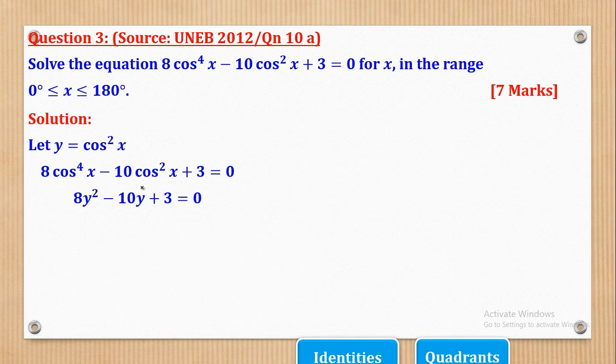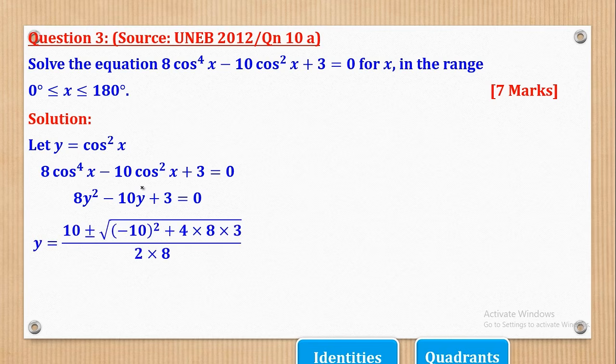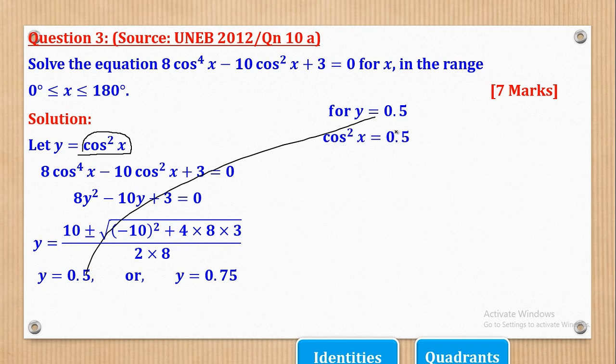Now that it's a quadratic equation, we can use bulldozer or factorize. When I use bulldozer, I'll come up with two values: y is equal to 0.5 or y is equal to 0.75. But remember, we said y is cos squared x. Therefore, for y equal to 0.5, it implies that cos squared x is equal to 0.5, meaning that cos x is equal to plus or minus the square root of 0.5. Therefore, the values of x will be 45 and 135 degrees. So I hope by now you know how to get these multiple angles using the quadrants.